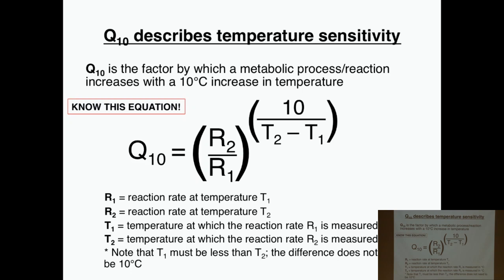Yes, we're still calculating a 10-degree difference, but by having the exponent be 10 divided by the difference between the temperatures, that's how we're able to scale it for whatever the temperature difference is. If you're looking at a 10-degree temperature difference, then this is 10 over 10, and so then you just have R2 over R1.